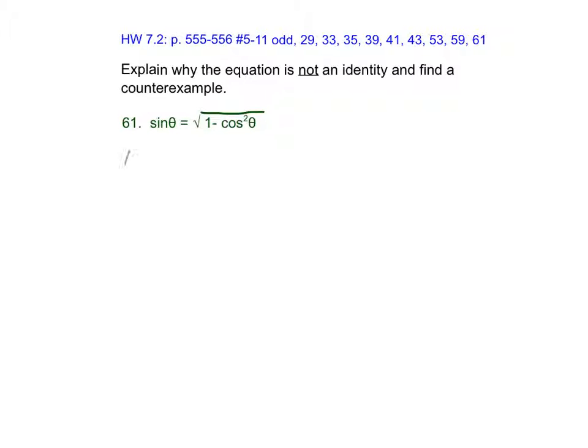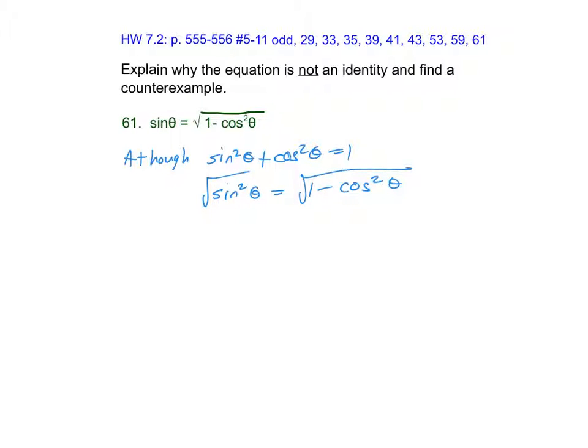So although we know from the Pythagorean identity that sine squared theta plus cosine squared theta equals 1, we now can isolate sine squared theta here. So we can have sine squared theta equals 1 minus cosine squared theta, subtracting cosine squared theta from both sides. And then if we take the square root of both sides, the left side becomes sine theta, and the right side becomes plus or minus the square root of 1 minus cosine squared theta.